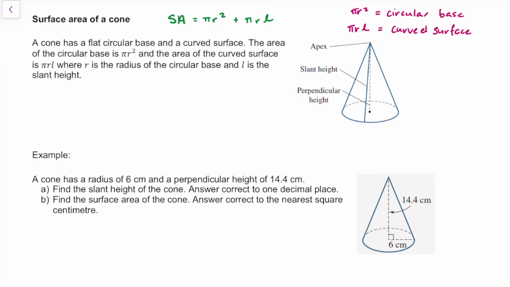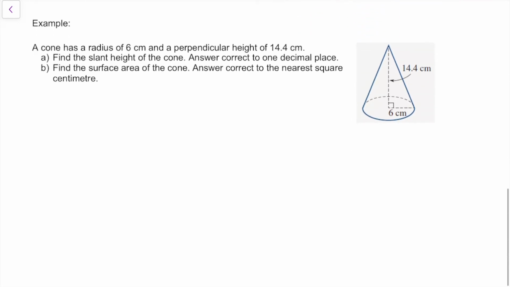Now let's look at our example. Our example here, we've got two things to find. We have a cone with a radius of 6 centimeters and a perpendicular height, so straight up from the bottom to the point, to the apex, of 14.4. So the first thing we need to do is find the slant height. So this is the height we're looking for over here.